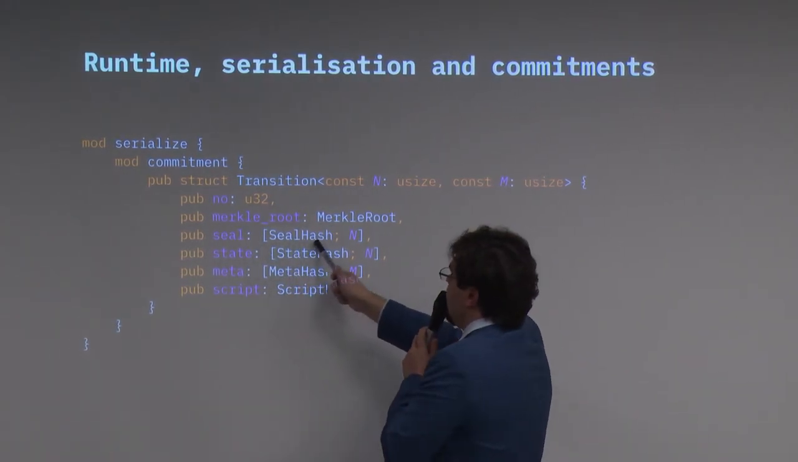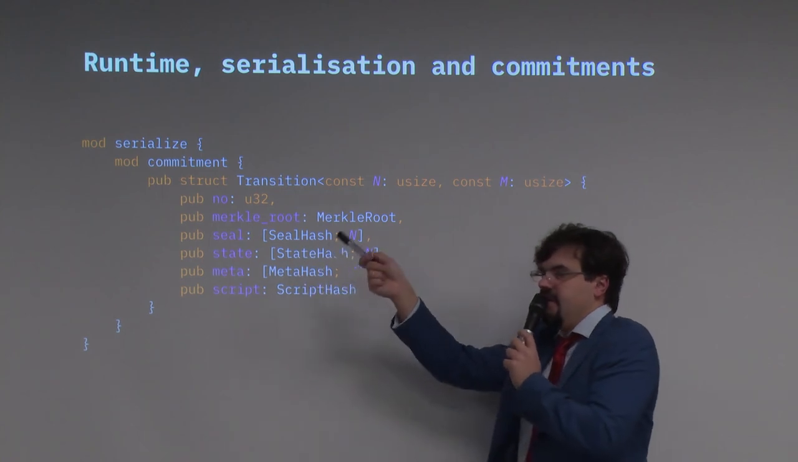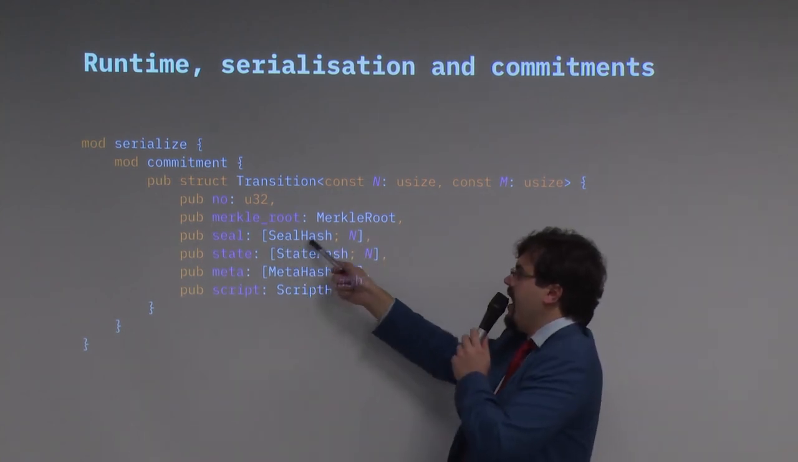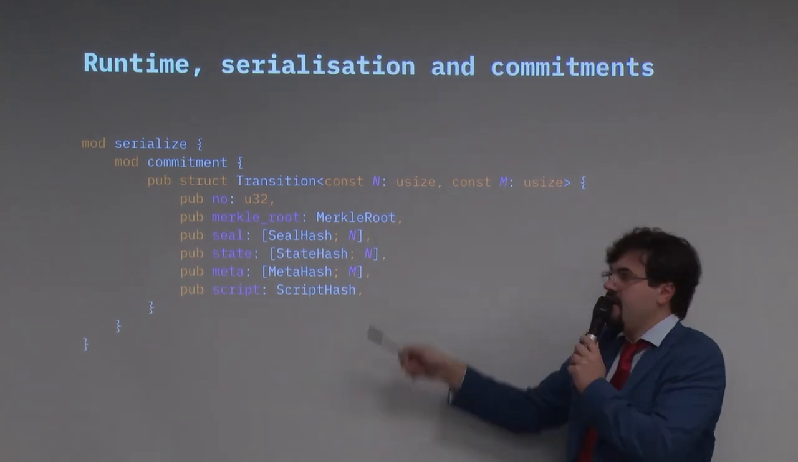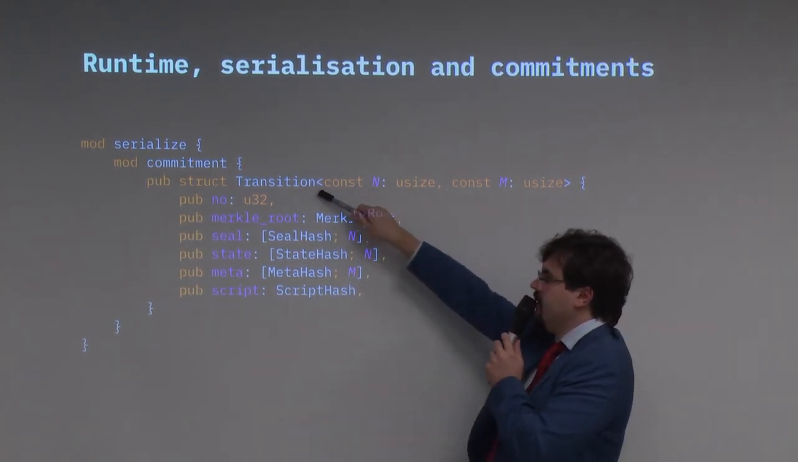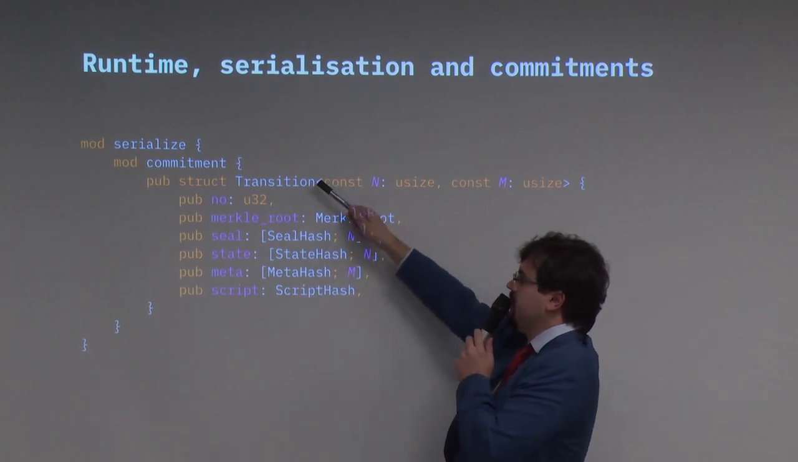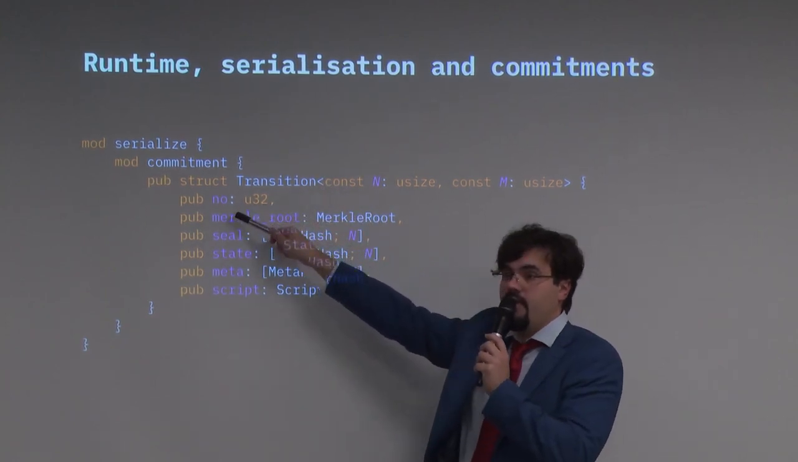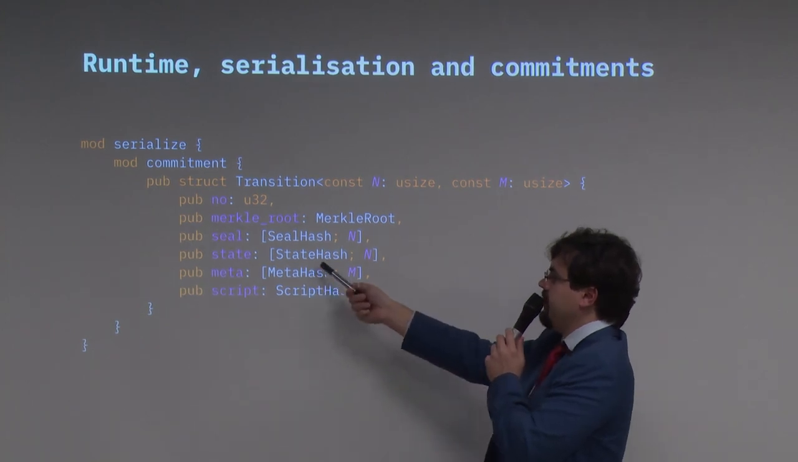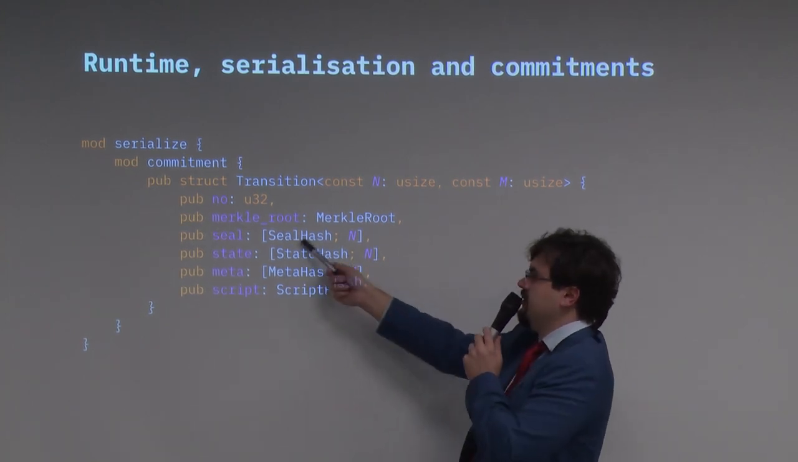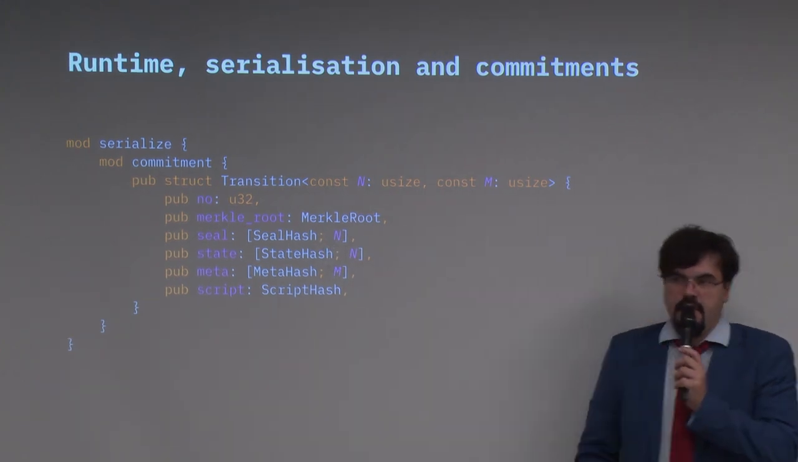And here, the seals, we are not serializing the seals themselves. We serialize the hashes. There is no underlying data here. And this structure is extremely private because you can't guess any information from the structure other than the number of elements. This is a script hash, hash of the meta fields, hash of the state, seal hashes of the seals.